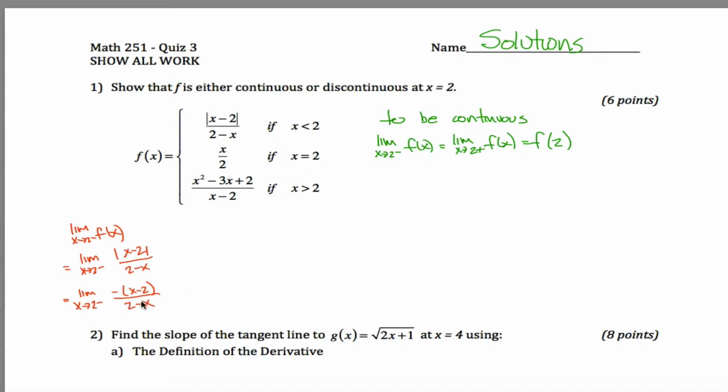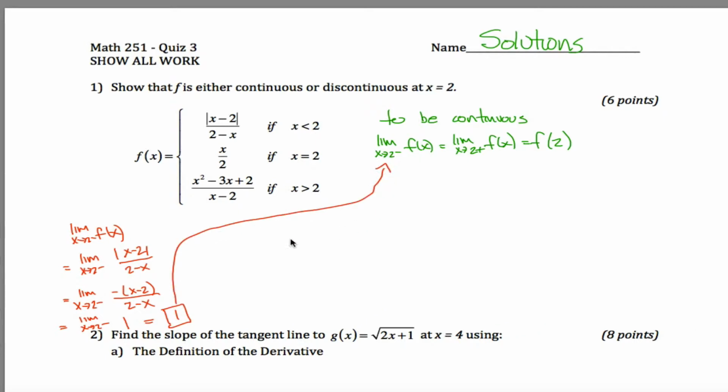So I've got to evaluate this limit here. Well, I can do that in one more step. The limit as x approaches 2 from the negative side of this. Well, the negative of x minus 2 is just 2 minus x, and 2 minus x over 2 minus x is just 1. So this limit right here is just equal to 1.